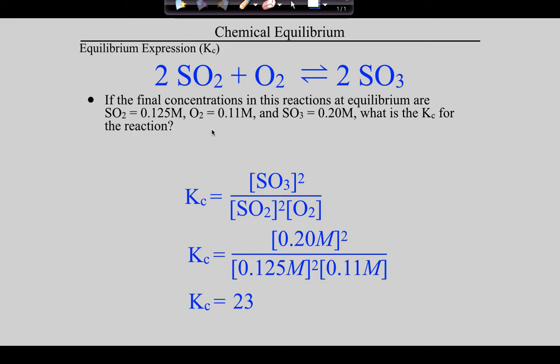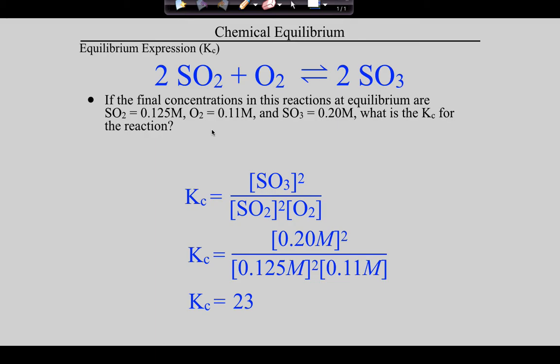But guys, understand, just because it doesn't have units doesn't mean it doesn't have meaning. Guys, what does 23 mean? 23 what? What is this a ratio of? What's in the numerator? Products. What's in the denominator? Reactants. 23 what? 23 times more product than reactant at equilibrium.